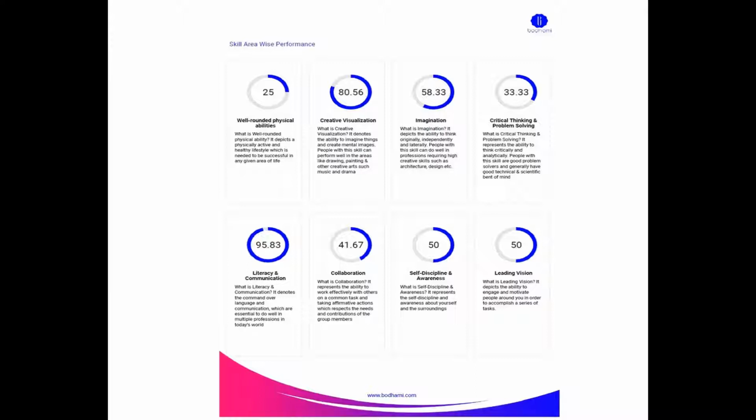Page: skill area wise performance. The student's overall skill profile is grouped into a total of 8 skill areas, and the chart depicts the student's performance in these 8 skill areas. The skill areas are well-rounded physical abilities, which depict the extent of a physically active and healthy lifestyle. Creative visualization, which denotes the ability to imagine things and create mental images.